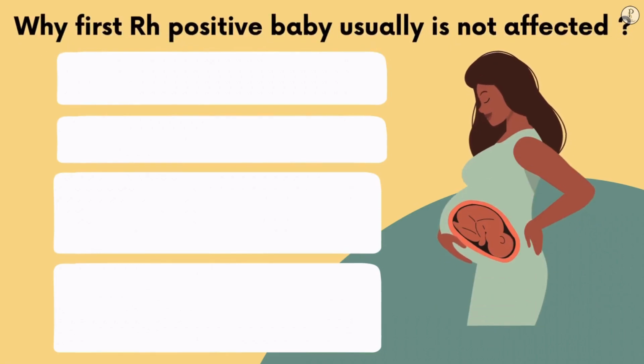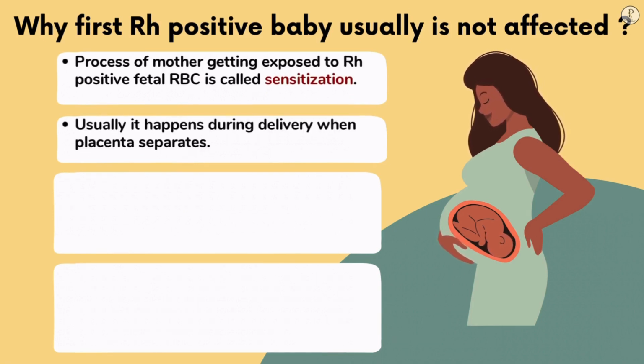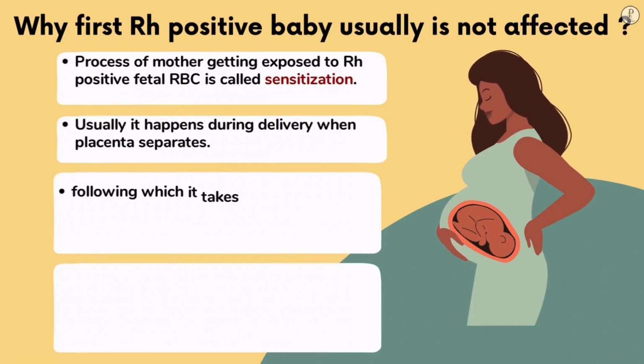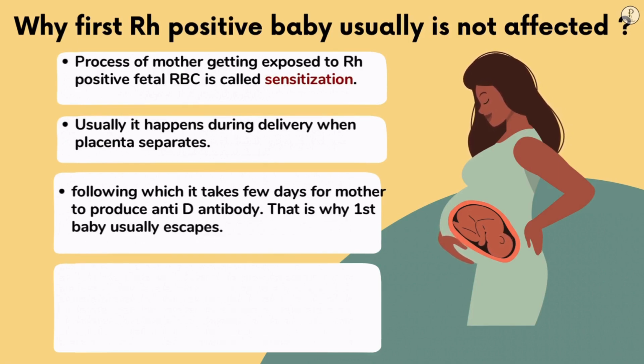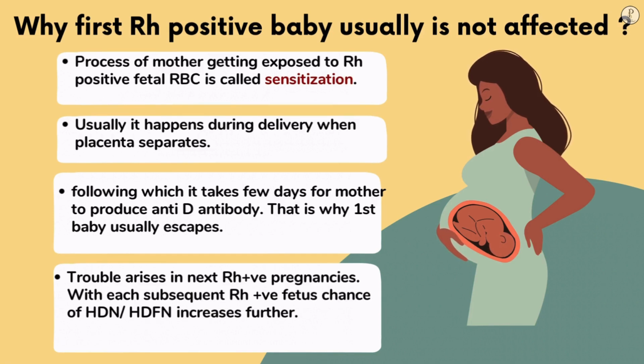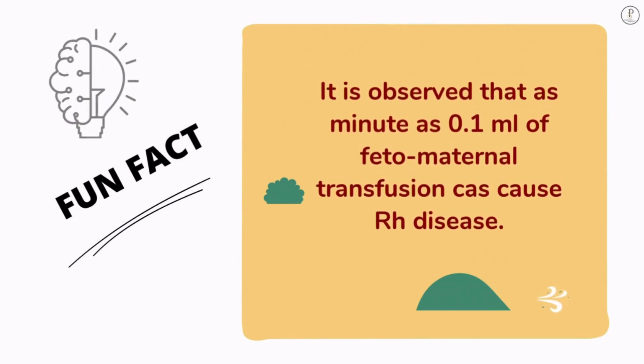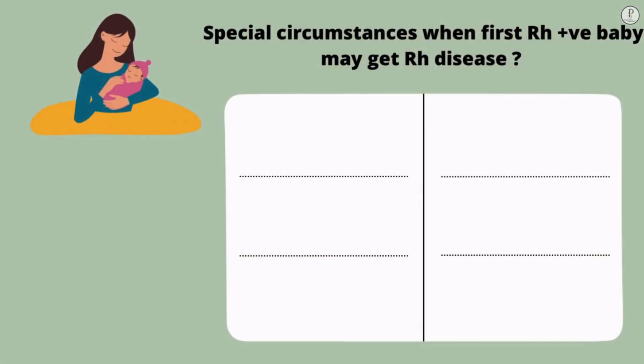Why first Rh positive baby usually is not affected? The process of mother getting exposed to Rh positive fetal RBC is called sensitization. Usually it happens during delivery when placenta separates, following which it takes mother a few days to produce anti-D antibody. That is why first baby usually escapes. Trouble arises in next Rh positive pregnancies. With each subsequent Rh positive fetus, chance of HDN or HDFN increases further. Fun fact: it is observed that as minute as 0.1 ml of feto-maternal transfusion can cause Rh disease.